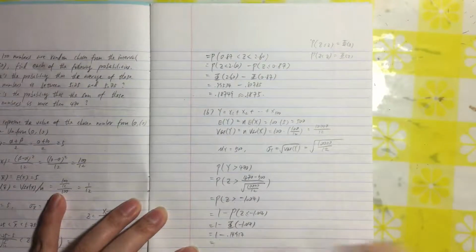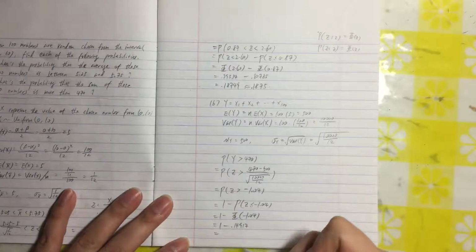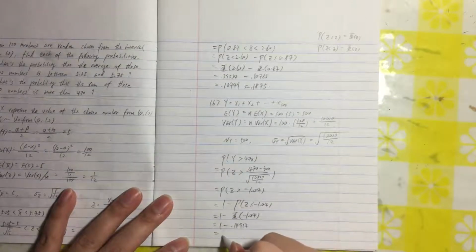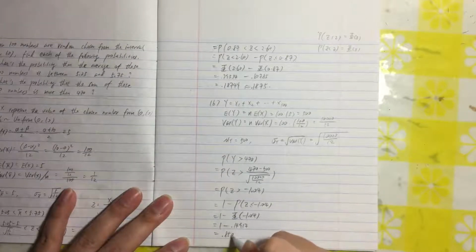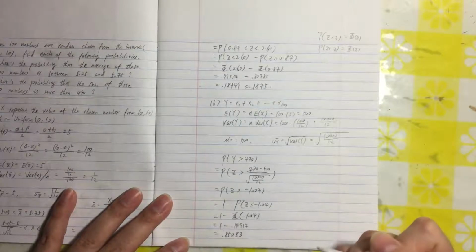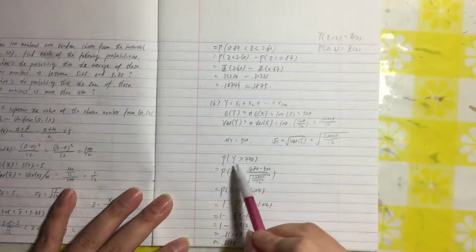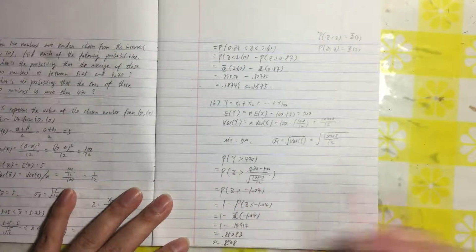Then use the calculator. 1 minus 0.14917 is 0.85083. In general, we want to answer to 4 decimal places. That's 0.8508. That's the probability that the sum of these 100 numbers is more than 470.